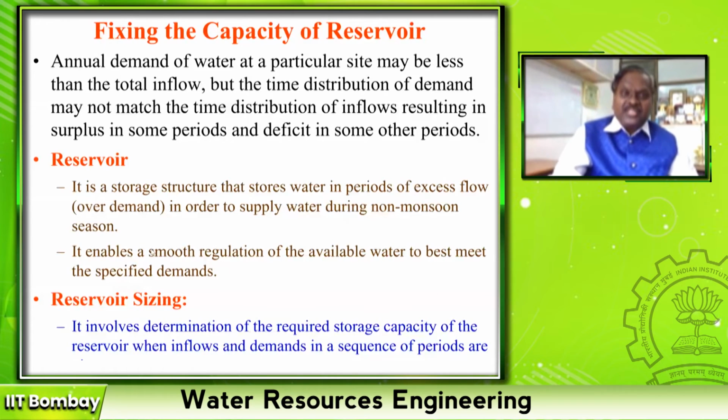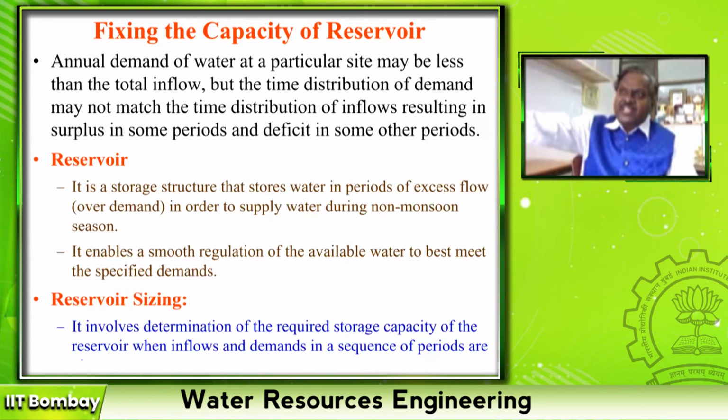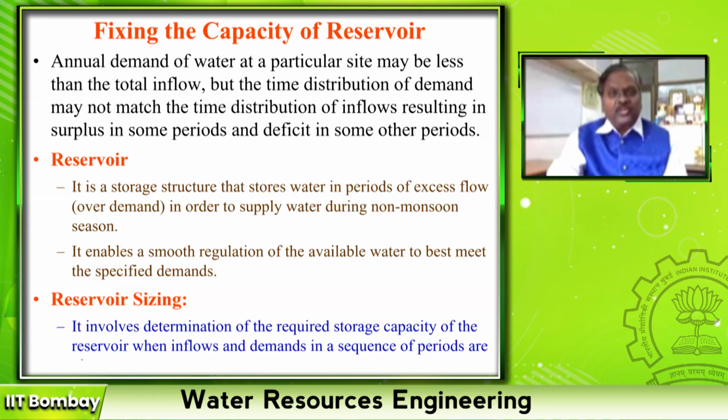How to fix the capacity of the reservoir based on two important data. One is supply, the other one is demand. Supply is how much water is flowing in the stream over the period of time. Demand is how much is needed on the downstream side, right? That is my live storage. Fix the live storage, we use this, right?